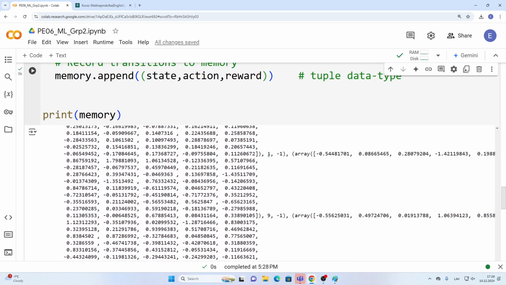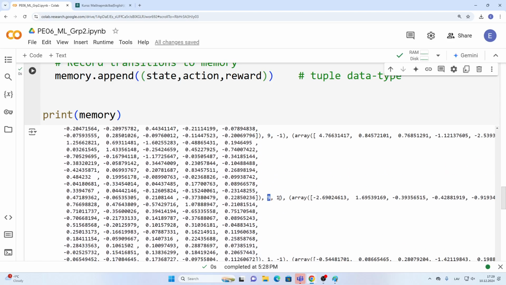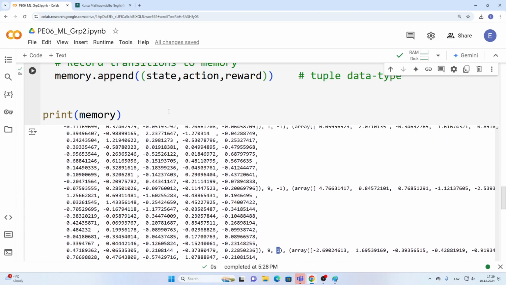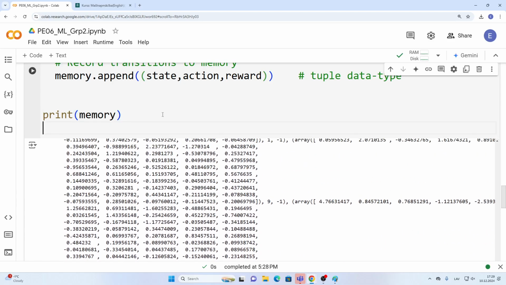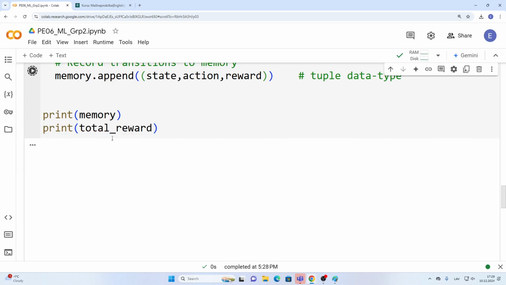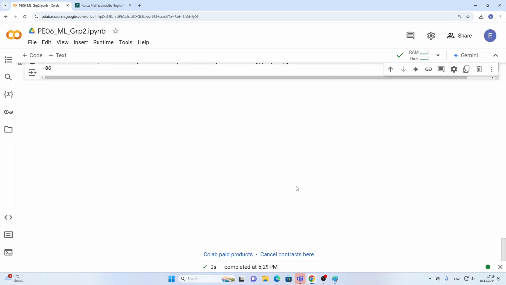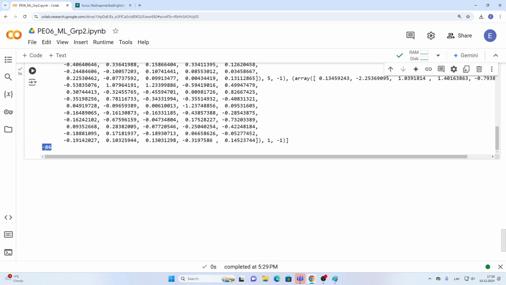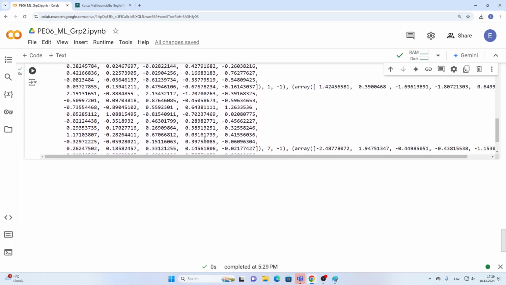Here it predicted this one, and it was also incorrect. Here it predicted 9 and it was correct. Because it picks them just randomly at this point, there will be a lot of correct and incorrect answers. We also care to know the total reward. The total reward is minus 86. As we go further, it's going to improve more and more.